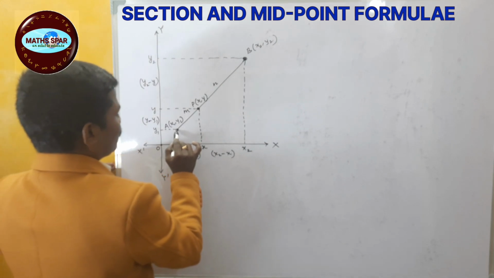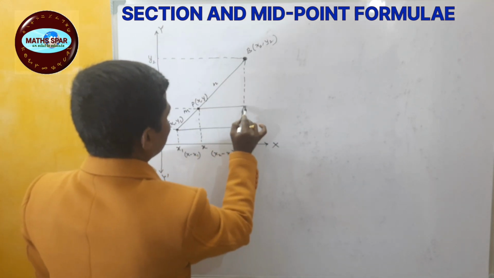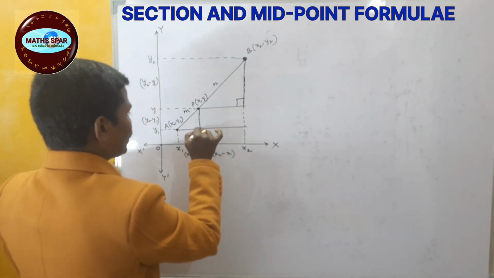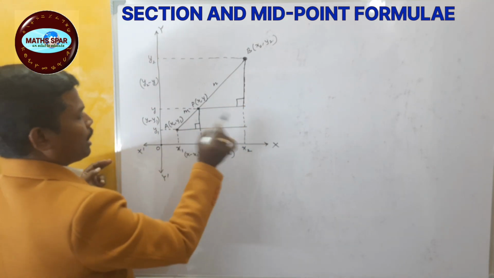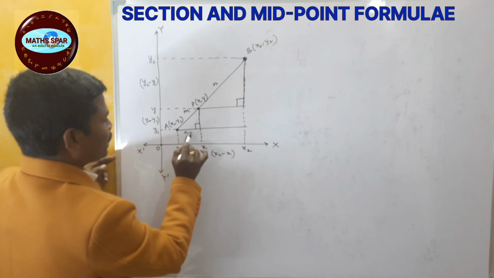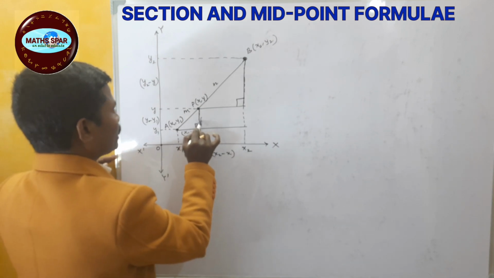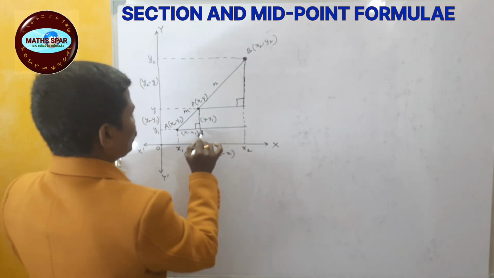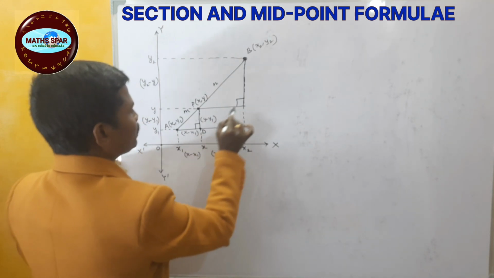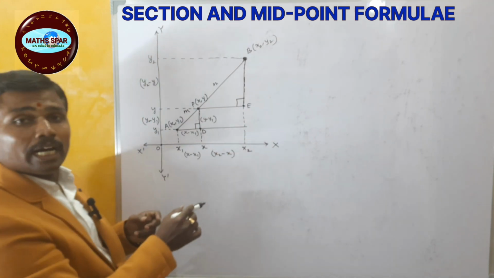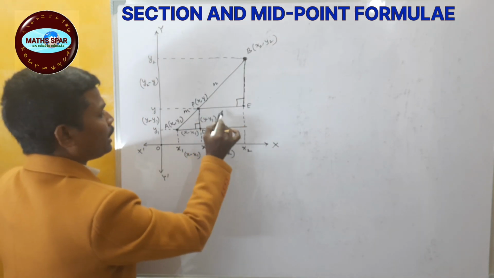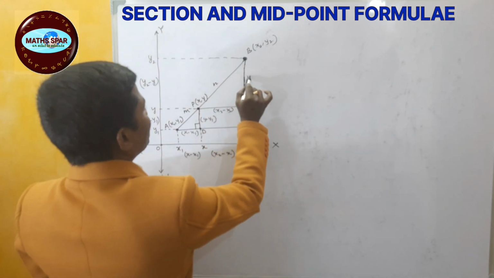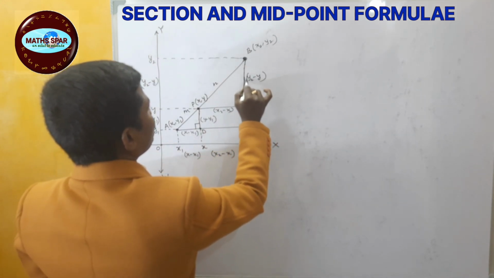Then here you observe that we are getting two right angle triangles, and this is x minus x1, this is y minus y1, and if you write this intersection as D, this intersection as E, then this PE is x2 minus x and this EB is y2 minus y.